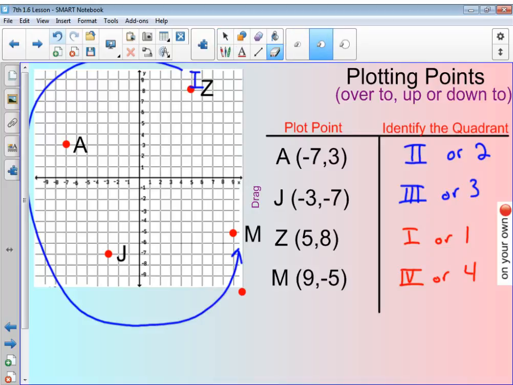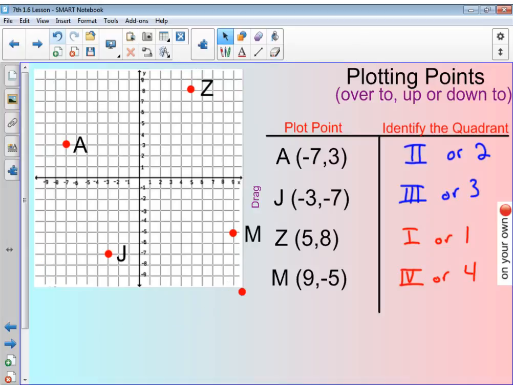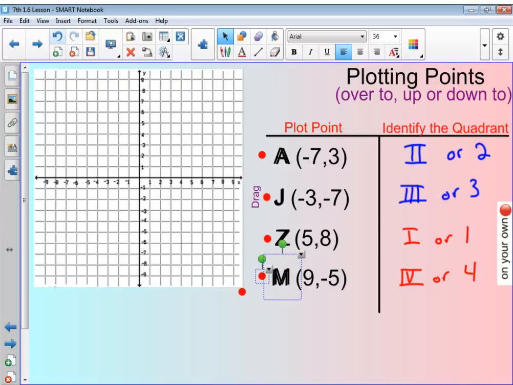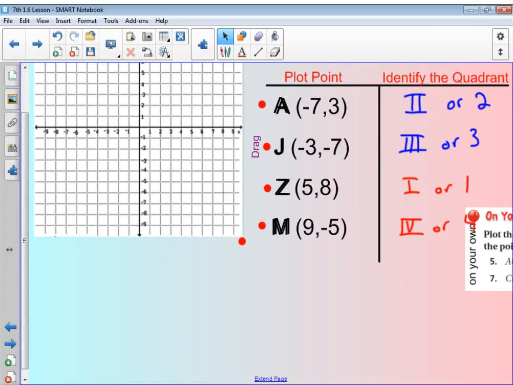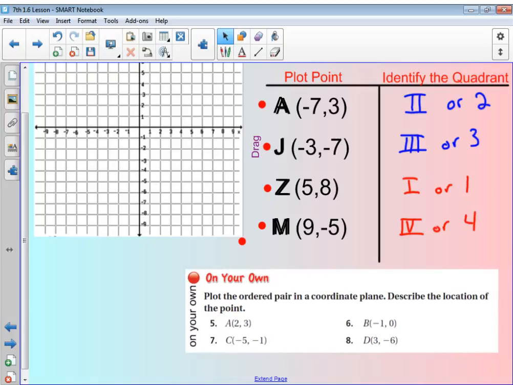Okay, so I'm going to erase this really quick. I'm going to shuffle these off. So never mind if they're kind of in the way. But I'm going to have you go through and actually do a couple more. So on your own, I'm going to slide this down. I want you to go through and plot these 4.